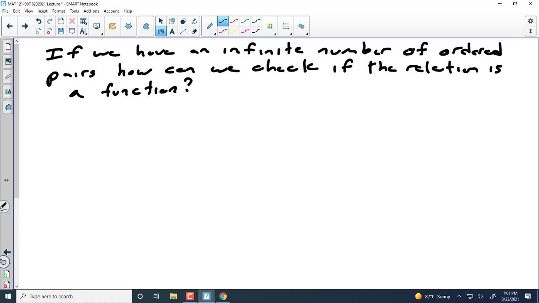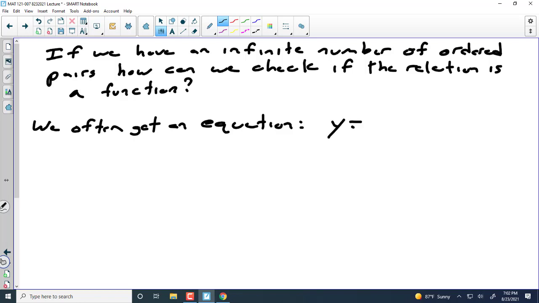Well, often what happens is we get an equation. An equation is actually how we're often going to see these relations given. And the reason that can be classified as a relation is because it can generate an infinite list of ordered pairs. Now, I'm not going to write down an infinite list of ordered pairs because that'd be silly and I couldn't do it. But this can create as many ordered pairs as you want just by picking an x value and getting a y value out.